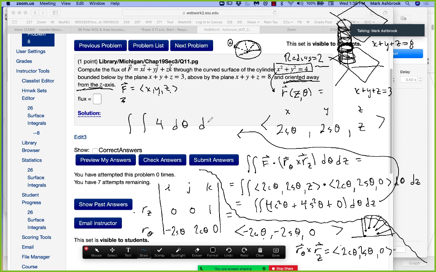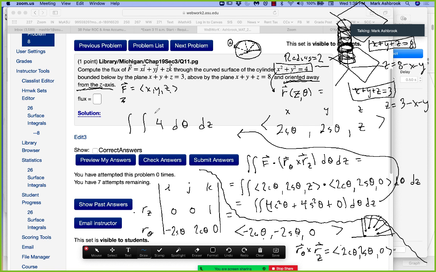And so theta goes from what to what? 0 to 2 pi. And what does z go from? 3 to 8. No, not 3 to 8. It goes from this plane to this plane. So what is z here? z is 3 minus x minus y. Yep. And then this one is 8 minus x minus y.